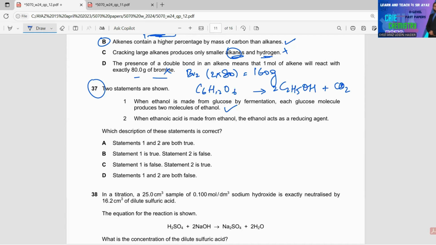Two, when ethanoic acid is made from ethanol, the ethanol acts as a reducing agent. It's correct because it reduces the other reagent and oxidizes itself. So this is also correct. Both statement 1 and 2 are true. So here's the right answer in this case.